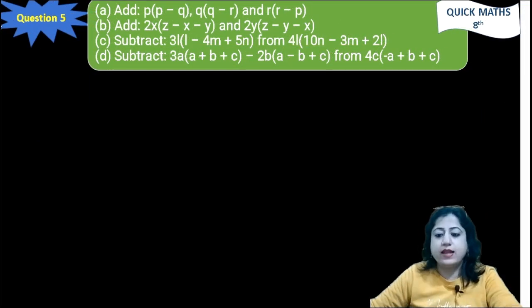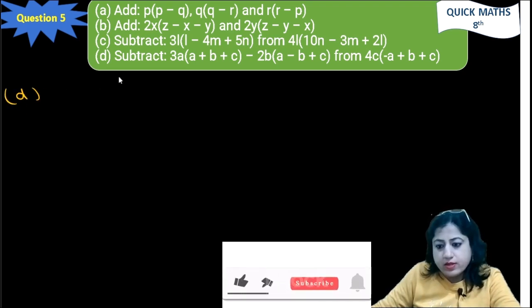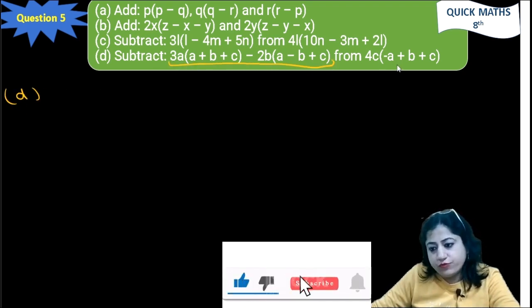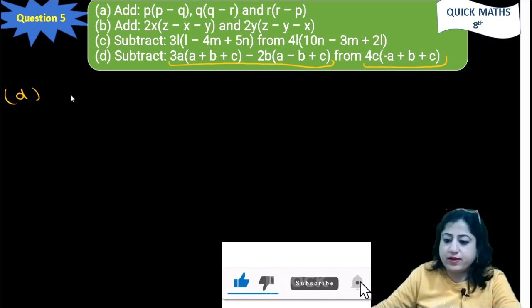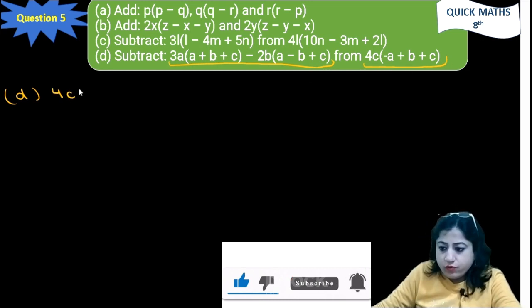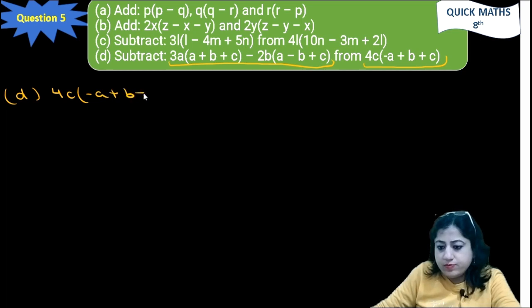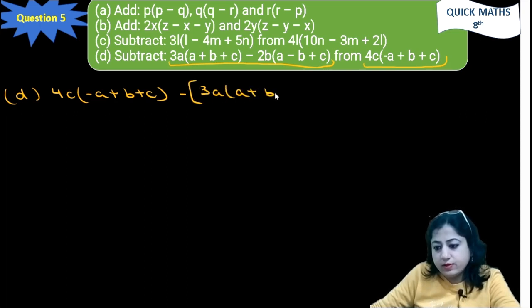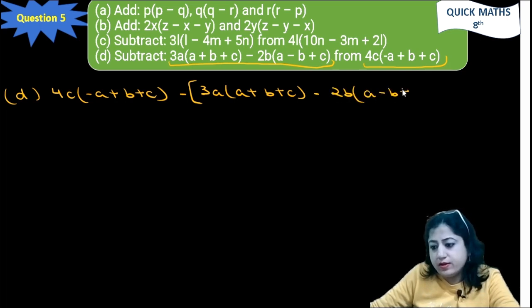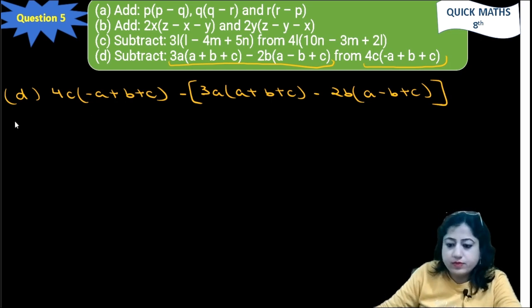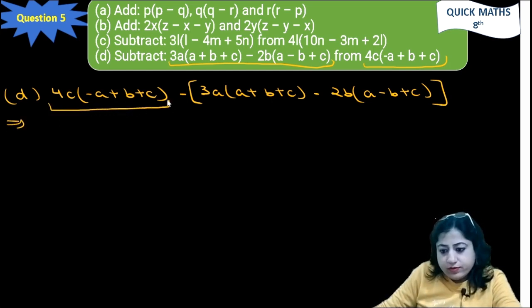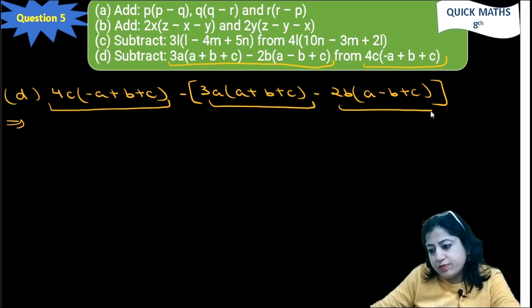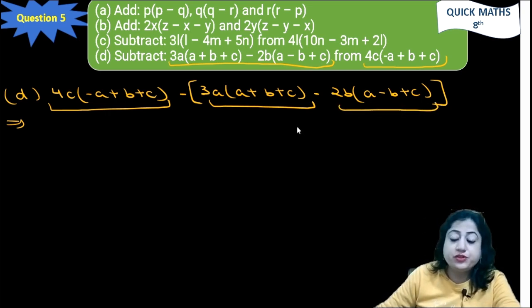Question number 5, the last part, D. Subtract this expression from 4c minus a plus b. So we will write 4c minus a plus b plus c first and then put the minus sign. Then bracket start, 3a plus b plus c minus 2b, a minus b plus c. Now we have these three terms. We will open it using the distributive law.